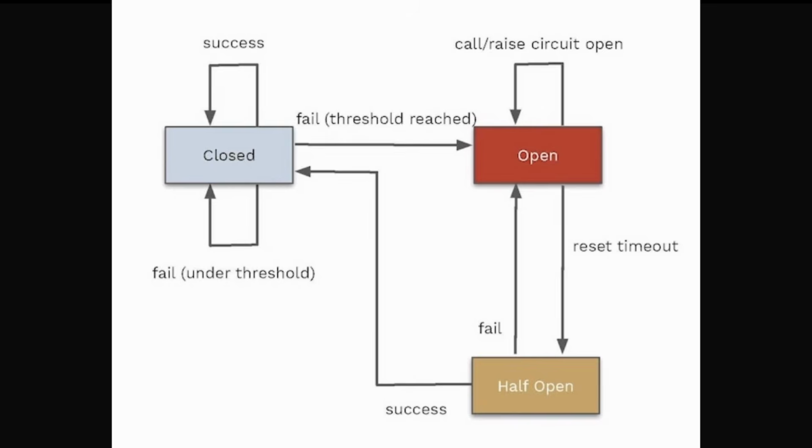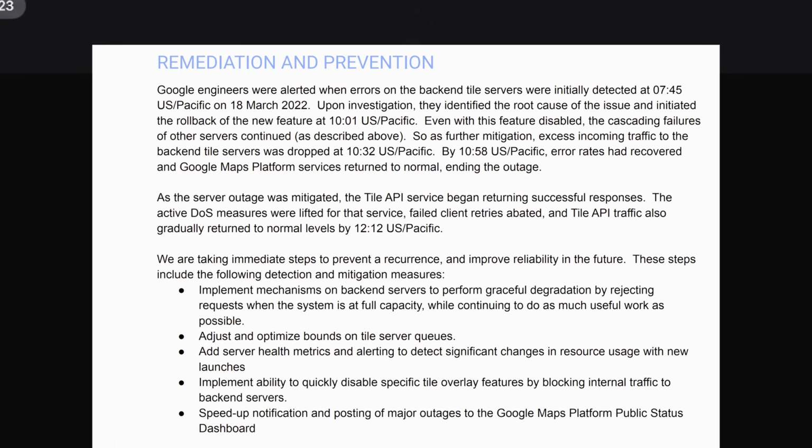After some time, we move to a half open state. In this state, we send a small number of test requests to service B. If those requests succeed, we close the circuit again and allow normal traffic. If they fail, we keep the circuit open for some more time. Attaching the image of the preventive measures that Google took to mitigate the cascading failure issue for your reference.